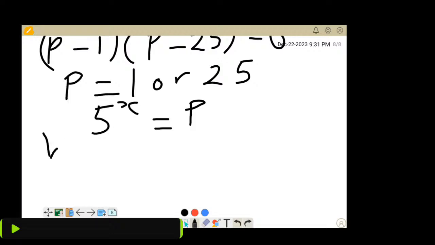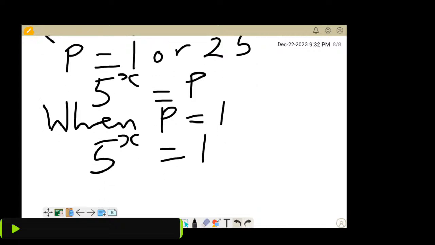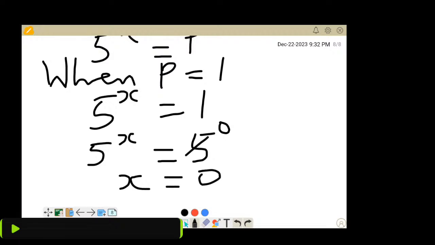So we can say when p equal to 1, you can say 5 raised to power x will be equal to 1. And we can now apply the law of indices at this point. Remember that when we have a 0 as the power of anything, that thing will be 1. So we can as well apply that knowledge by saying 5 raised to power x is also equal to 5 raised to power 0. Remember that 5 raised to power 0 will be equal to 1. Okay, at this junction we can say x equal to 0 by cancelling this. That is when p equal to 1.